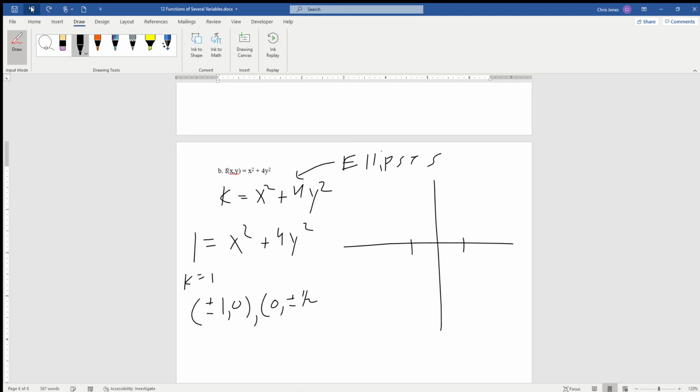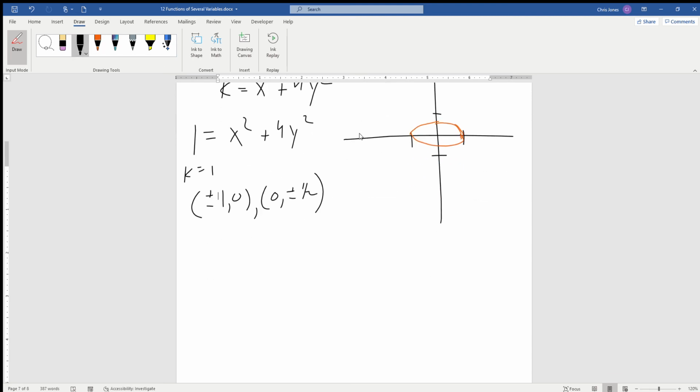Hopefully you understand how I got that. I just basically substituted 0 for y and solved for x, then substituted 0 for x and solved for y. All right. So our first ellipse might look something like this. I know it's not going to be all that good, but that's our first level curve. Another level curve. Let's let k be equal to 2.